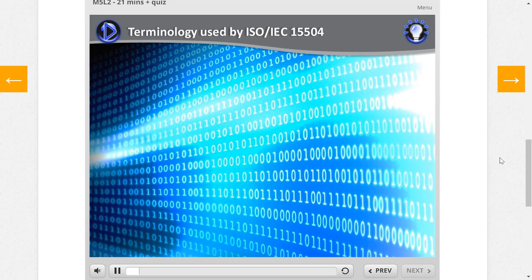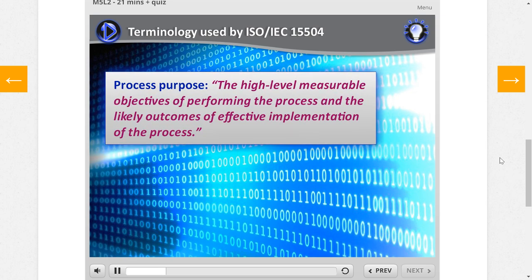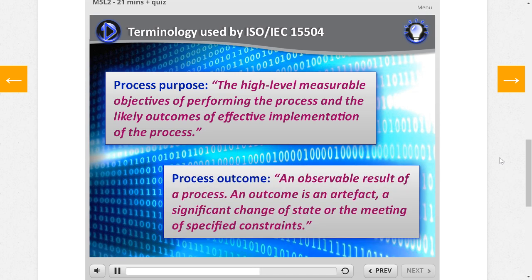Now let's look at some terminology used by ISO 15504. Process purpose. The high-level measurable objectives of performing the process, and the likely outcomes of effective implementation of the process. You'll remember from Module 3, Lesson 2, that the definition of each process includes a statement of its purpose. Process outcome. An observable result of a process. An outcome is an artifact, a significant change of state, or the meeting of specified constraints. In the case of COBIT 5, these are the process goals.